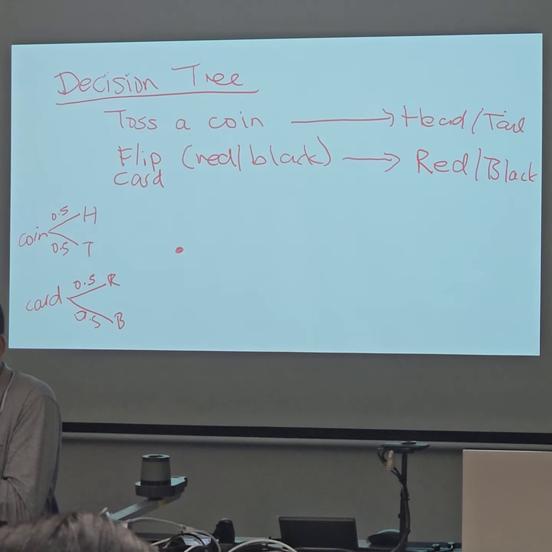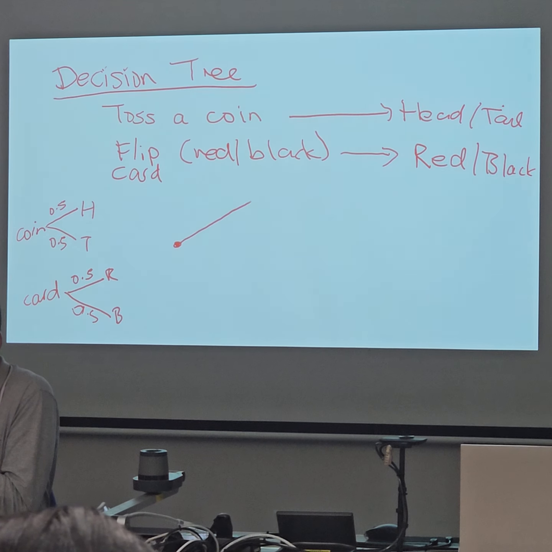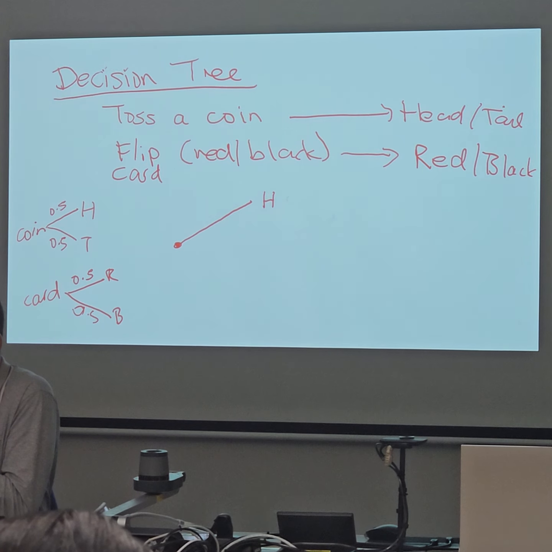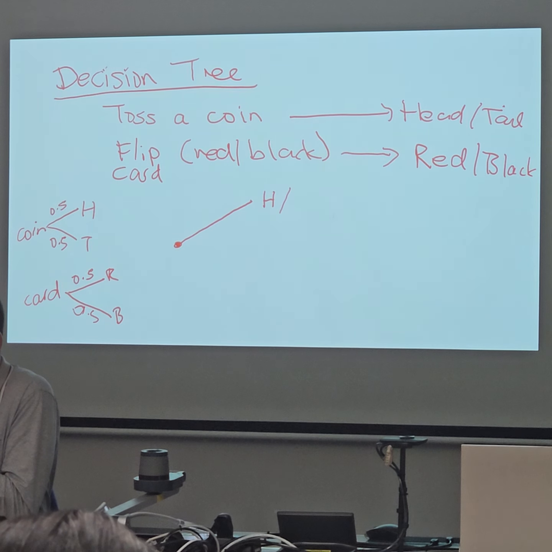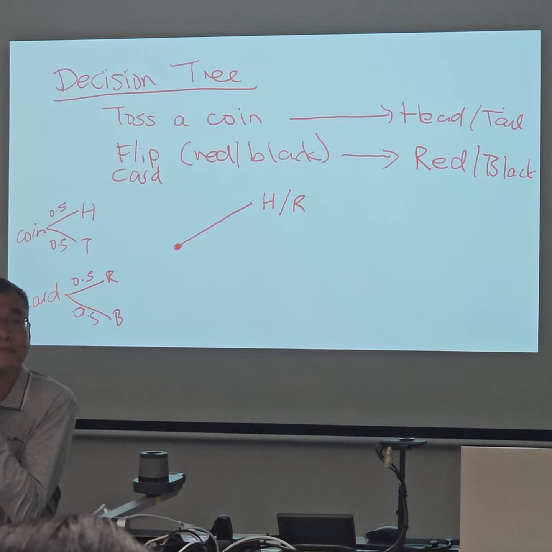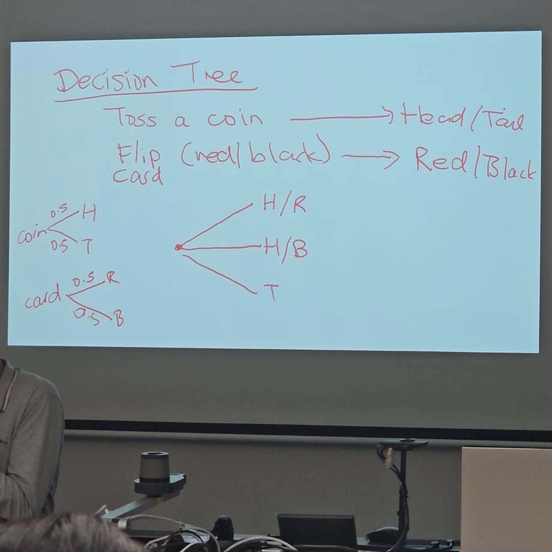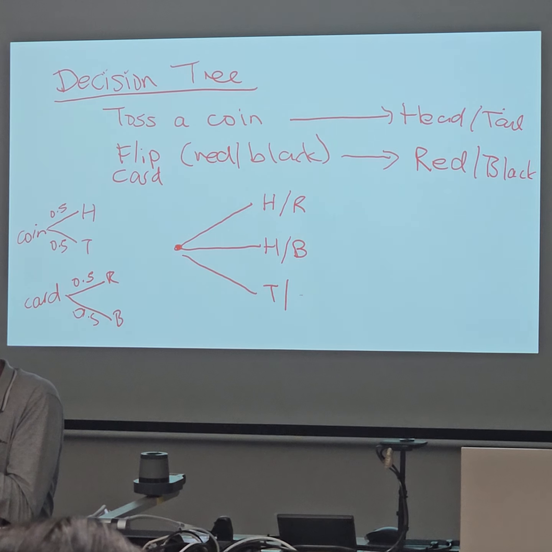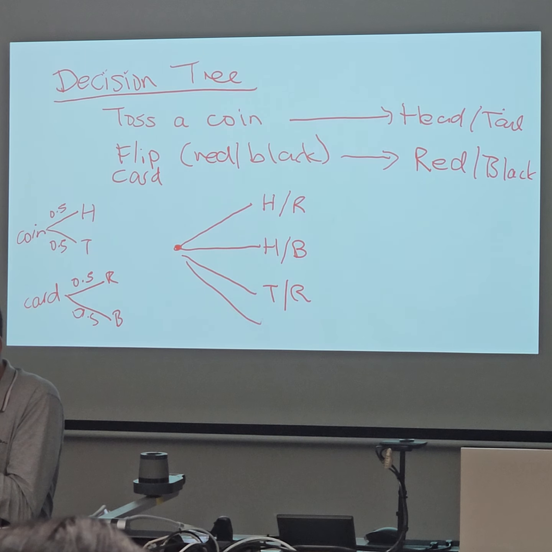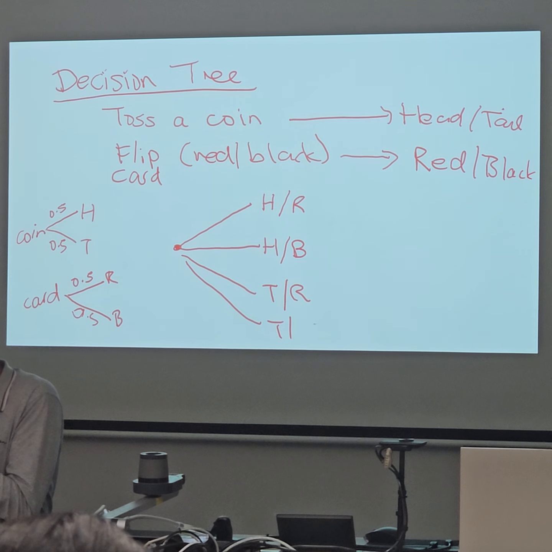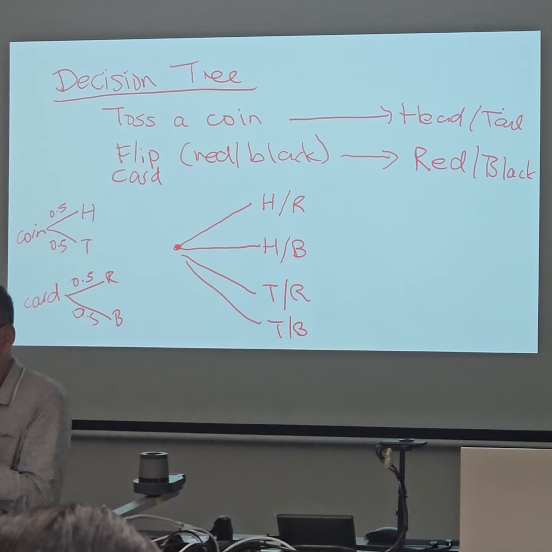Here, I can get a head plus a red, right? Agree? I can have a head and a what? And a black. I can have a tail and a what? A red. I can have a tail and a what? A black. Okay.